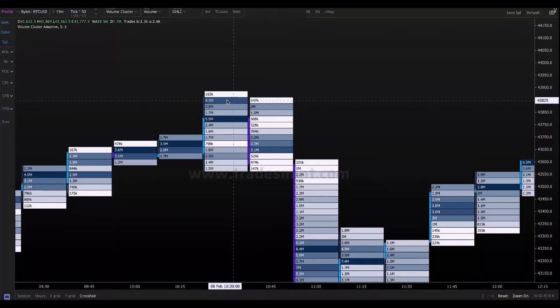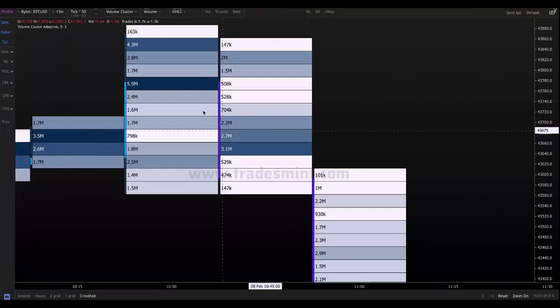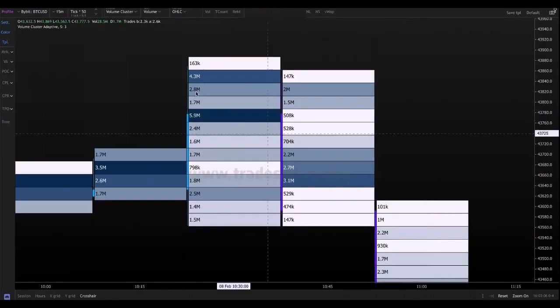So we can see 4.3, 5.9 million volume transacted at 43750. This is much darker than the 163 volume that transacted up here at 43875. Okay, so we have the volume cluster, which is basically a visual representation of these volume numbers by color shade.